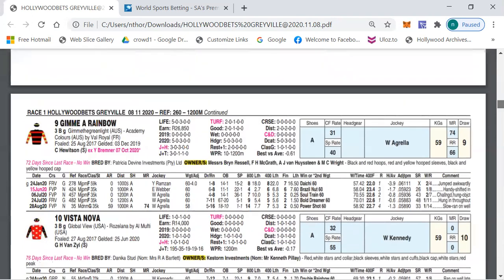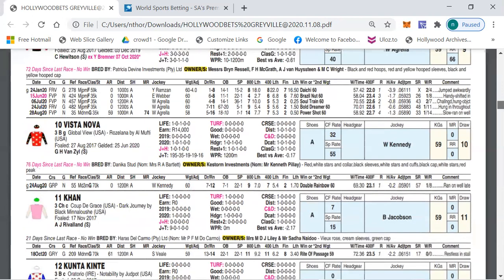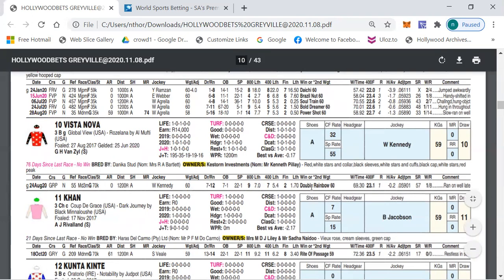And the favorite is number 10, Vista Nova. It also had a nice debut behind a Global View. I think this Global View stallion is going to be a stallion for the future. And this horse debuted nicely behind Double Rainbow and ran on well late, so definitely 23.1. Also a nice introduction, but that was under poly. Now onto the grass, the turf, and it's drawn 10, which, as I said, wide draws are a bit tricky at Greyville. So that then is the first race.